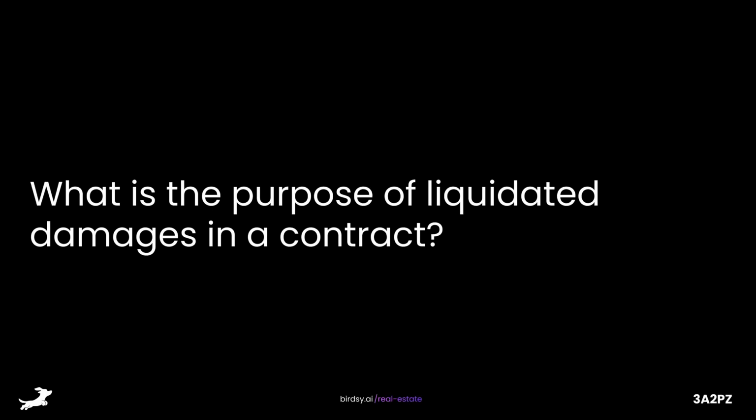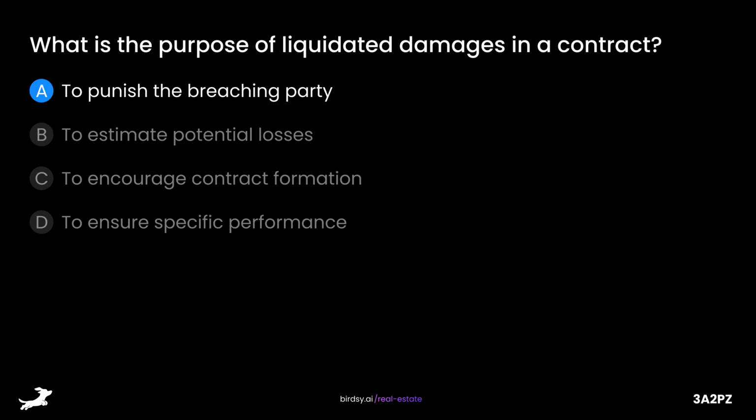What is the purpose of liquidated damages in a contract? Is it A, to punish the breaching party? B, to estimate potential losses? C, to encourage contract formation? Or D, to ensure specific performance? The answer is B, to estimate potential losses.